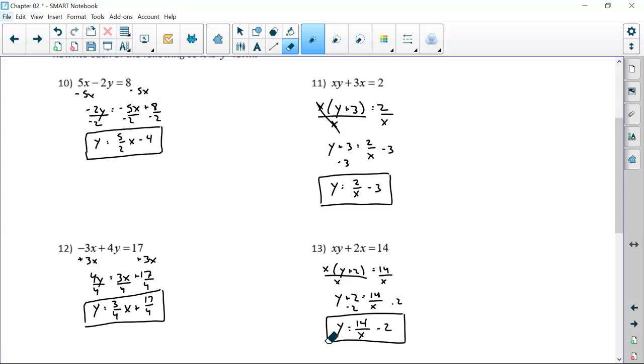We are going to stop there for section 2.2.3, and that is the end of chapter 2.